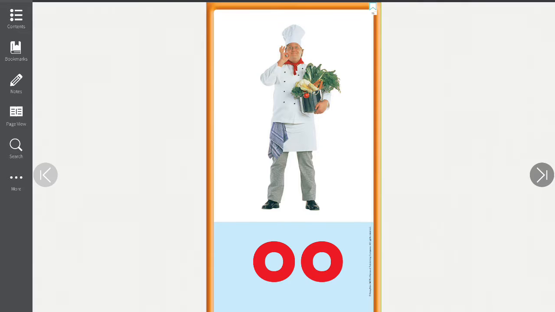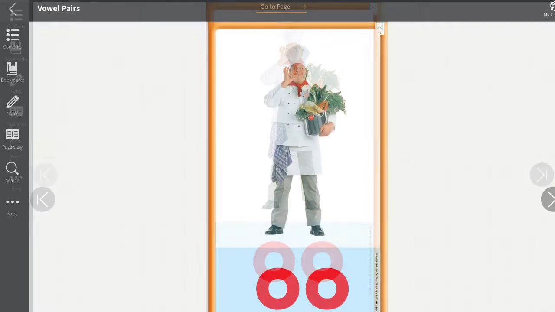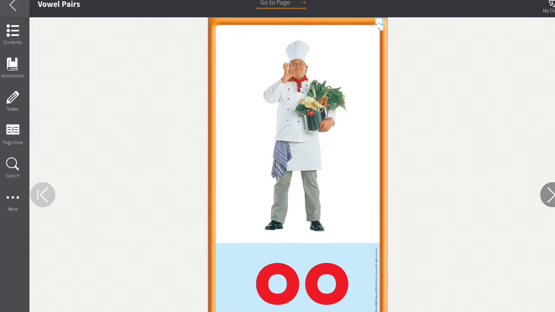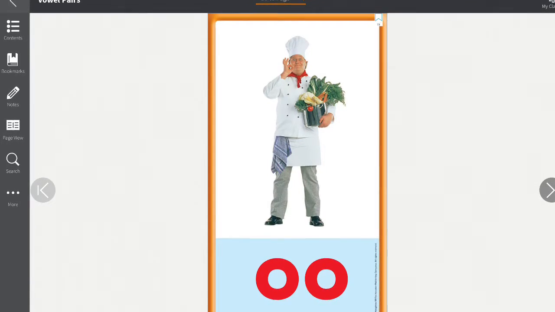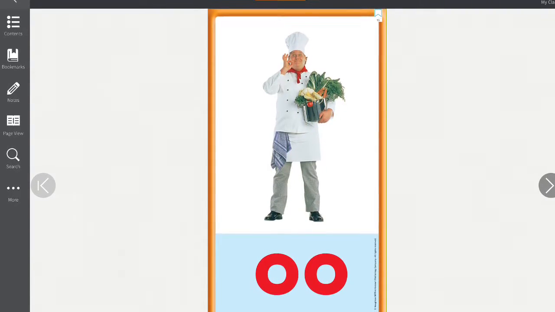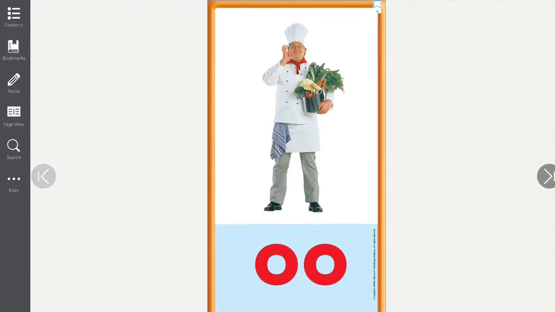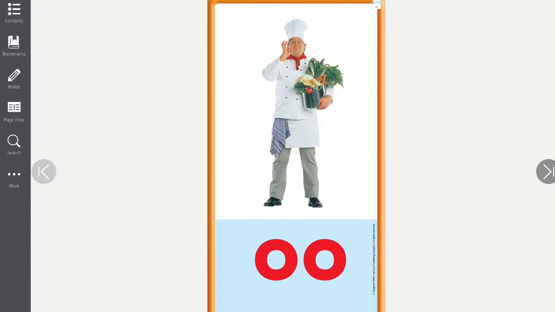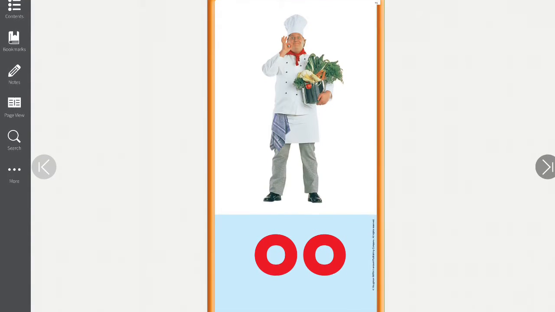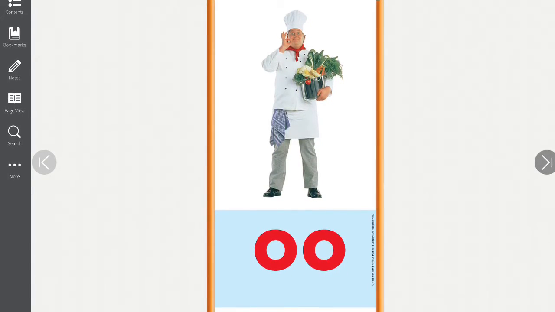Listen to the word cook. Now you say it. Cook has the oo sound in the middle. The letters oo together stand for the sound. Now you write the word foot. The letter f stands for the sound f at the beginning of foot. The letters oo stand for the sound in the middle of foot, and the letter t stands for the sound t at the end of foot.